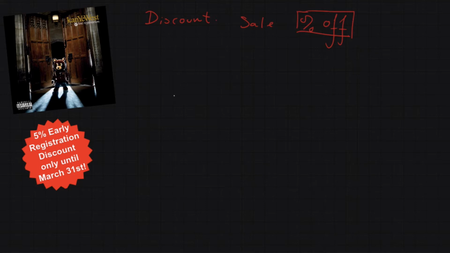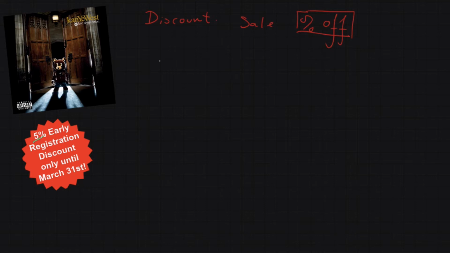Now, if it was just $2 off, it would be simple subtraction, but we're going to be looking at percent off types of problems. Let's use the example of registration. There's the Kanye West Late Registration album, but we're not talking about that kind of registration, because often if we do early registration, we will get a discount. A late registration might get us an add-on. We might have to pay an extra fee or something, but let's think about a 5% early registration discount, something that we might get for registering early.